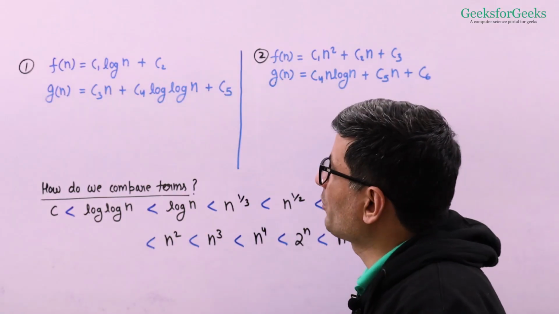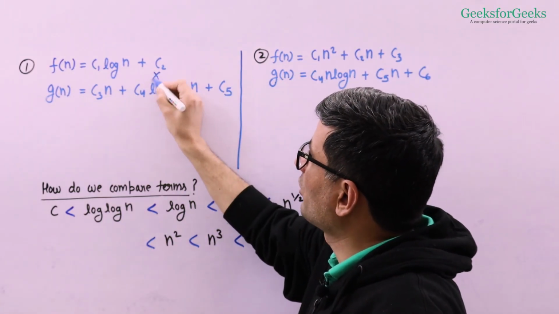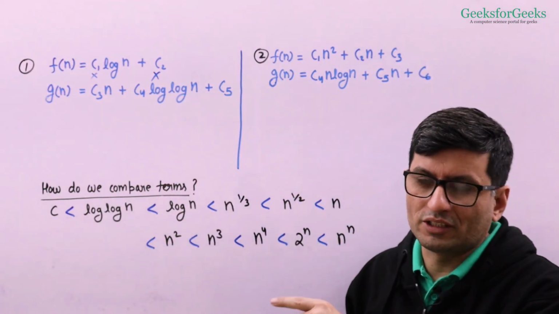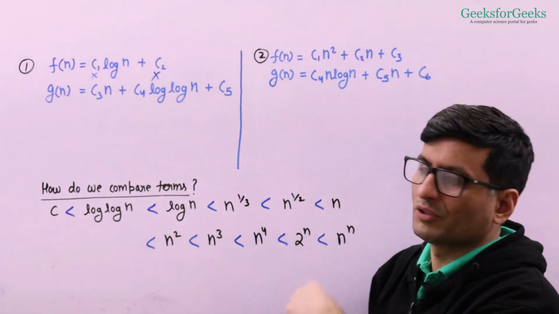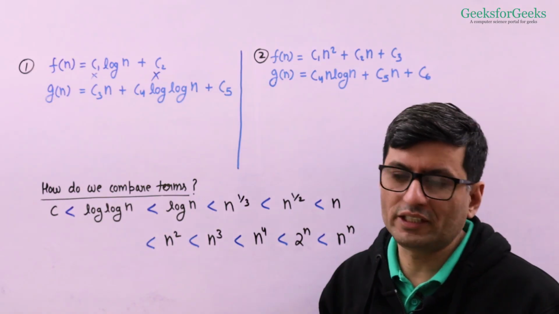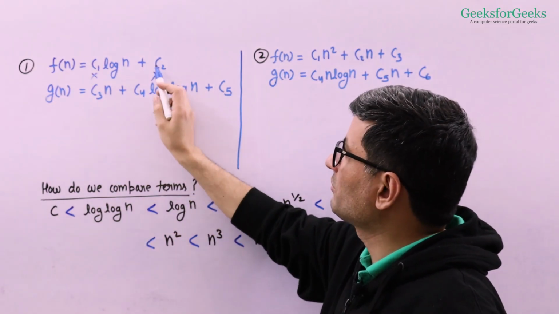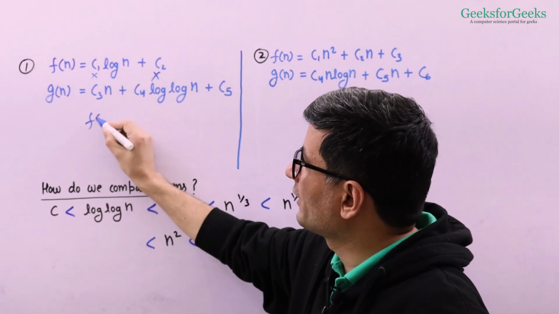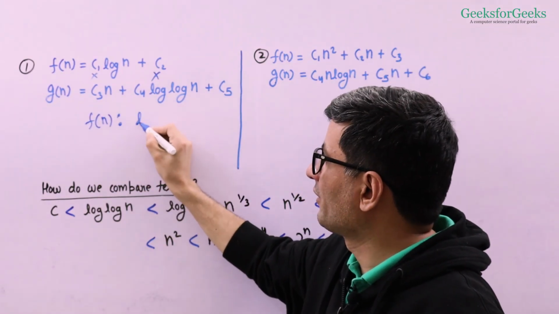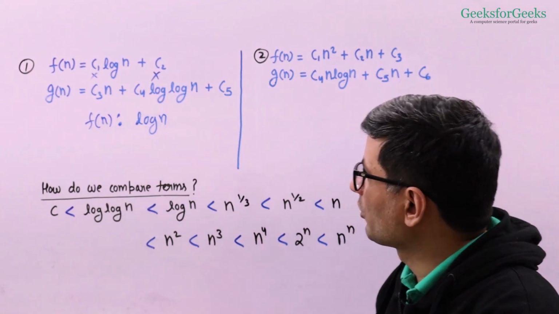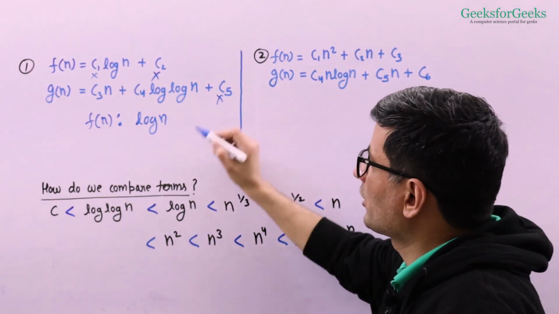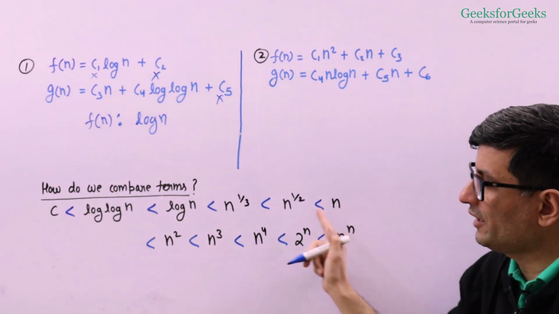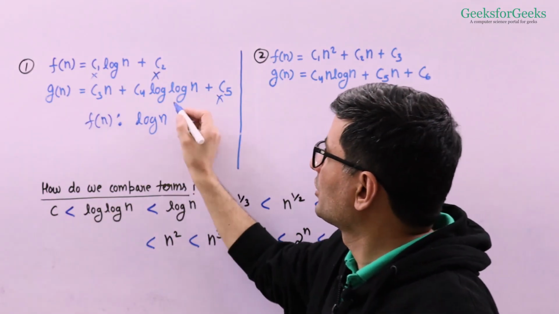So let's use the direct way to do it. We ignore the lower order term. We ignore the constant. See, in both the questions, these values C1, C2, C3, C4, C5, C6 are all constants, right? So we ignore the lower order term C2, we ignore the constant. So our order of growth of f(n) is log n, right? And for the order of growth of g(n), we ignore the lower order term. Log n is a lower growing term than n, right? Way behind n, so ignore it.